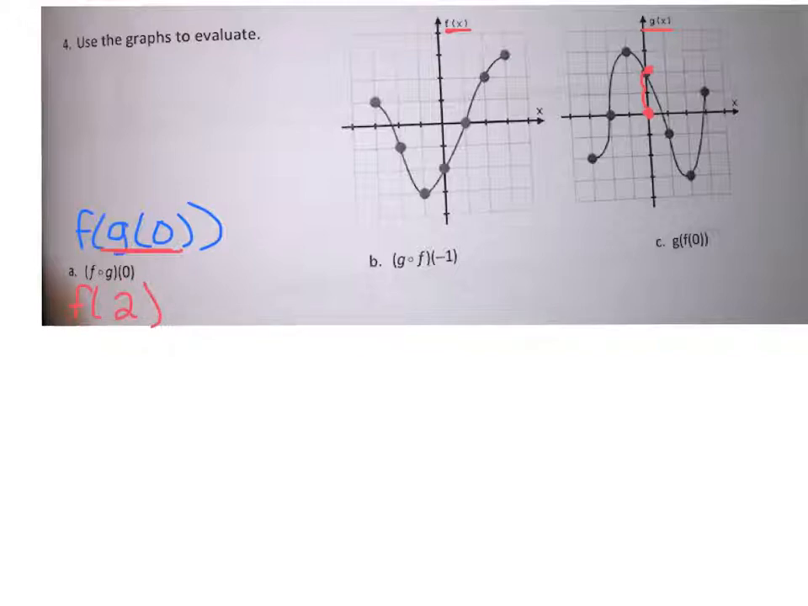And now I'm going to find f at 2. So I'm looking at the f graph, the one on the left. So I'm going to count over 1, 2 on the x-axis. And this time I'm still going to go up to find that location on the graph, and that's going to be at +2. So your final answer for this one is going to be +2. So pause the video again, try B and C, and play to check your work.